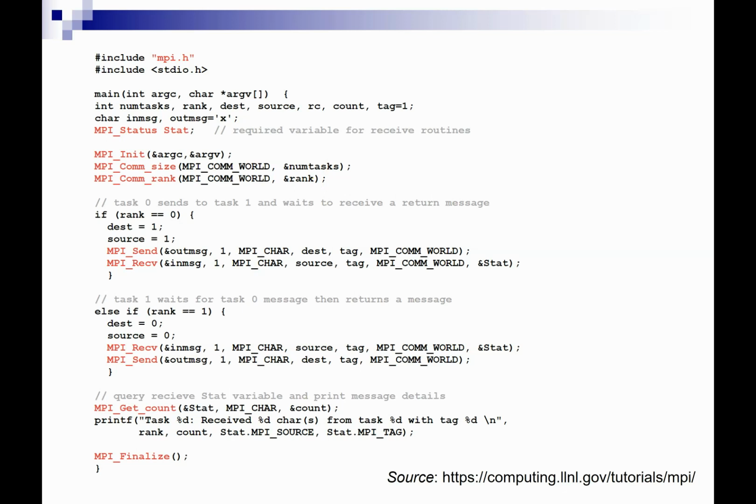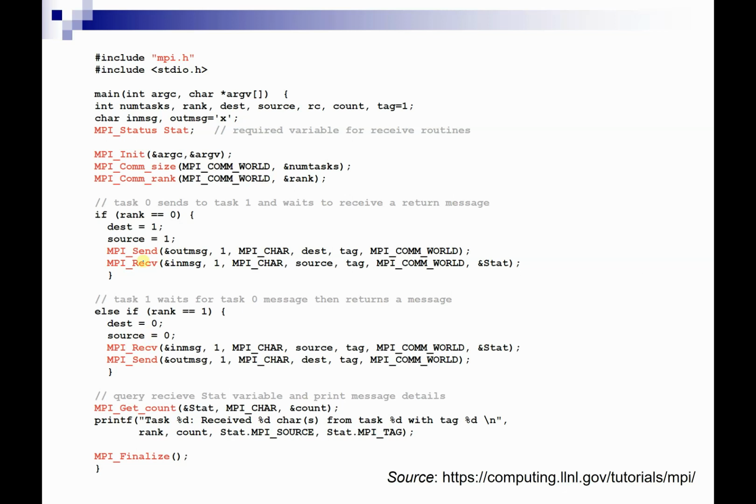All we want to do is have 0 send to 1. So we want task 0 to send a message to 1, and then it's going to receive a return message. So 0 is going to send first and then receive later. And then task 1, or process 1, is going to receive first and then send after that.